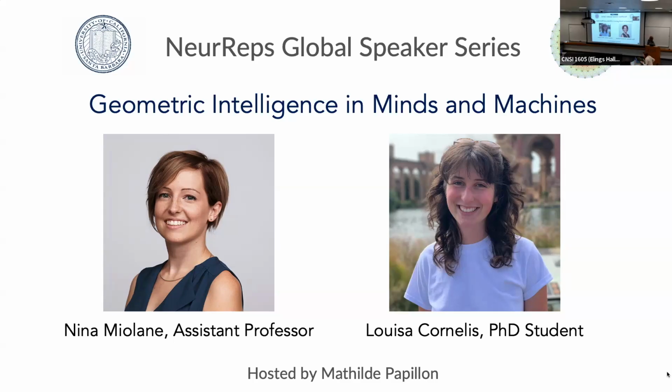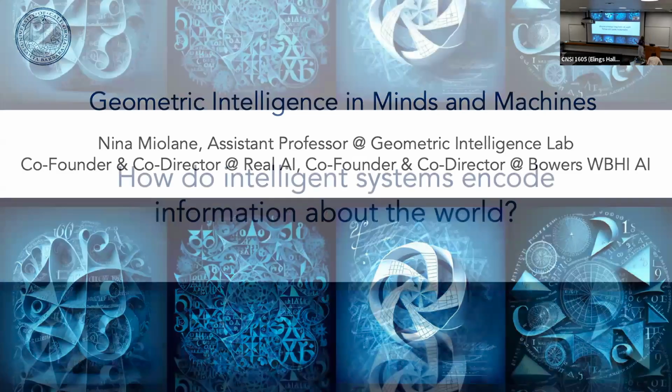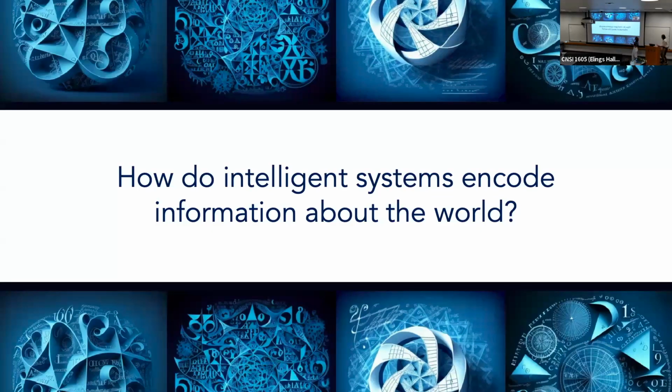So for this talk, I'm very excited to tell you about geometric intelligence in minds and machines. So both the work that is being done in our lab at UCSB, but also the research from collaborators around the world. And we're going to talk about minds and machines. So this is going to be at the intersection of neuroscience and artificial intelligence. And the main question for this talk is going to be, how do intelligent systems encode information about the world?